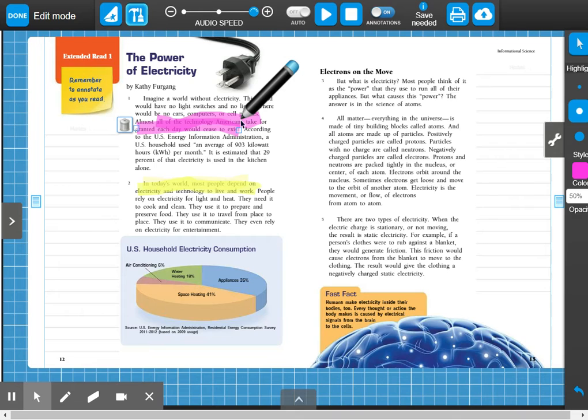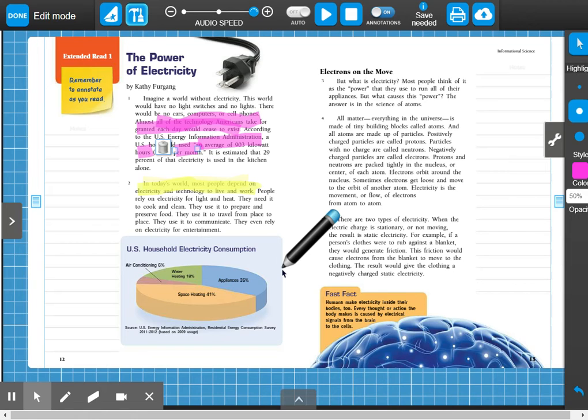And then we also see them using it. It says an average of 903 kilowatts are used per month. So there's an explicit example of them using that energy. Let's look at the text feature down at the bottom. It says the U.S. household electricity consumption.